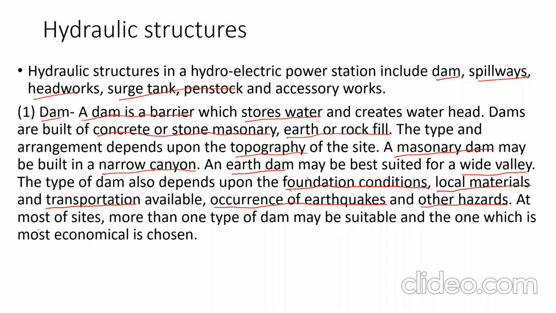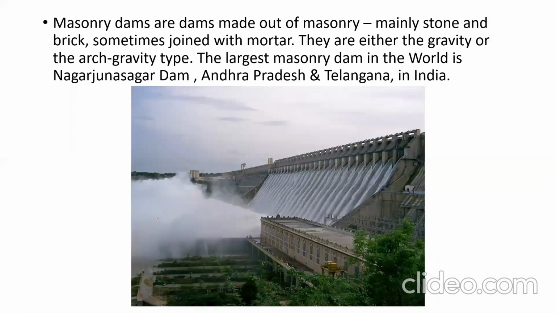लागणार. At most of the sites, more than one type of dam may be suitable, and the one which is most economical is chosen. There may be a site where a masonry type dam can be erected, or an earthen dam can be chosen, but the most economical is chosen. Obviously the cost related to it, or which dam gives the highest power output, those things also have to be considered. Obviously the power output depends on the water head.